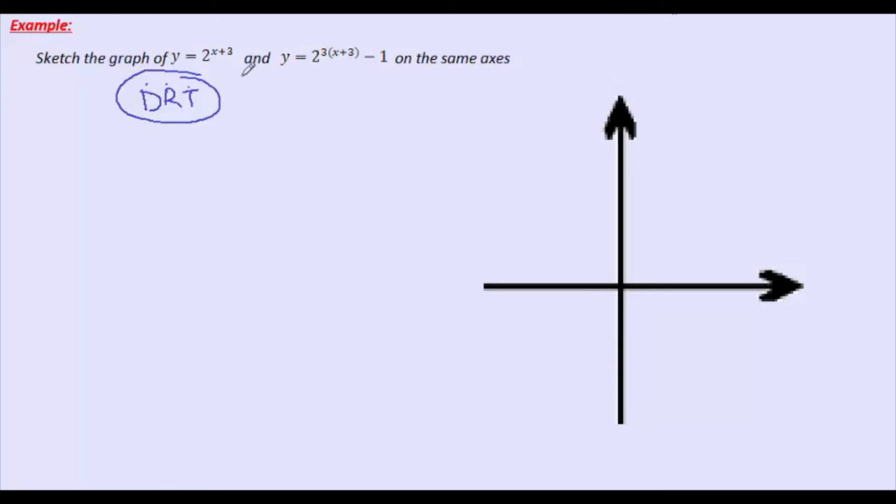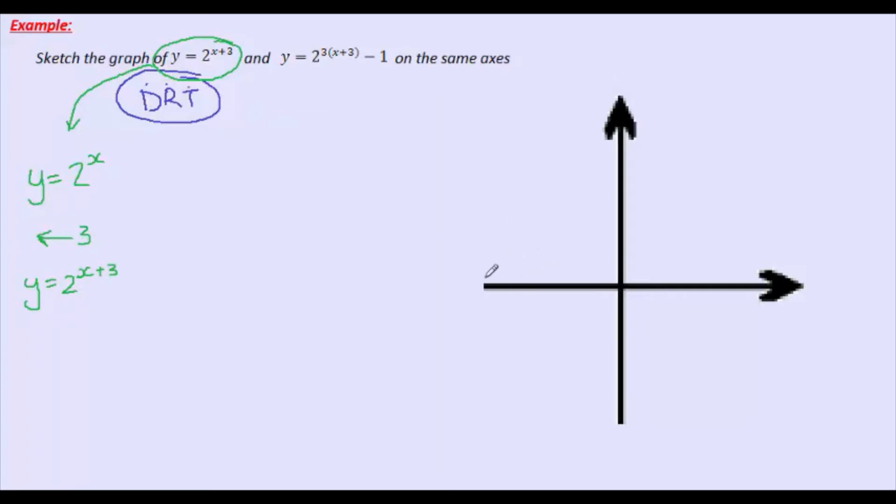I'm going to start with my first graph, this y equals 2 to the power of x plus 3. And this was originally y equals 2 to the power of x. Then when I added the 3 up here, that means I've translated it across by 3 to get y equals 2 to the power of x plus 3. So 3 units to the left.